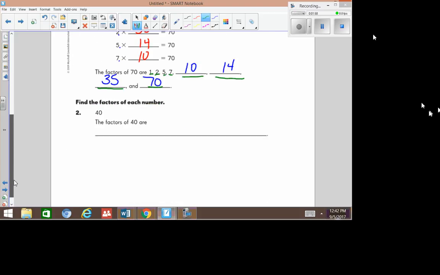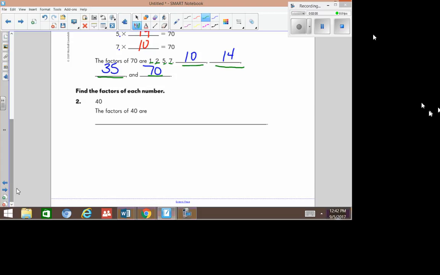40. The factors of 40 are, what? Can you tell me what times what gets me 40? Can you tell me an easy one, Alex? 10. Okay, 10 and 4. Can you tell me the first one you can think of? What's the first number? 1, because we're going to put them in order. 1 times what gets me 40? 1 times 40 gets me 40, right?